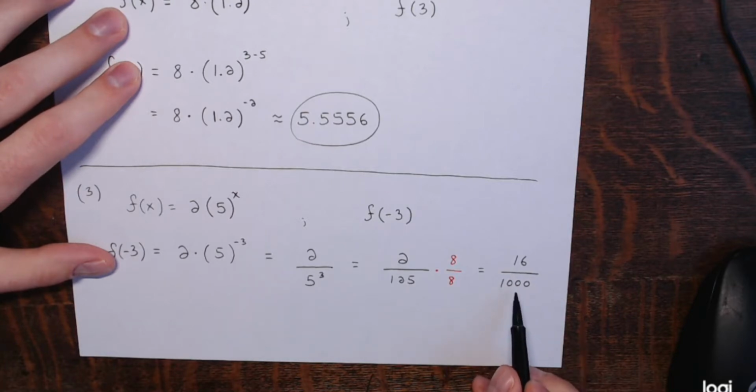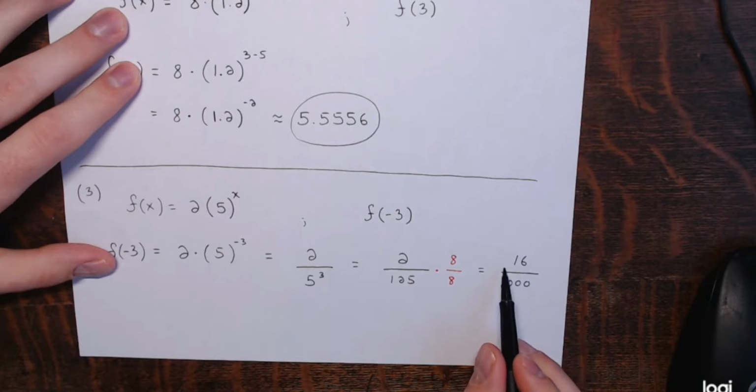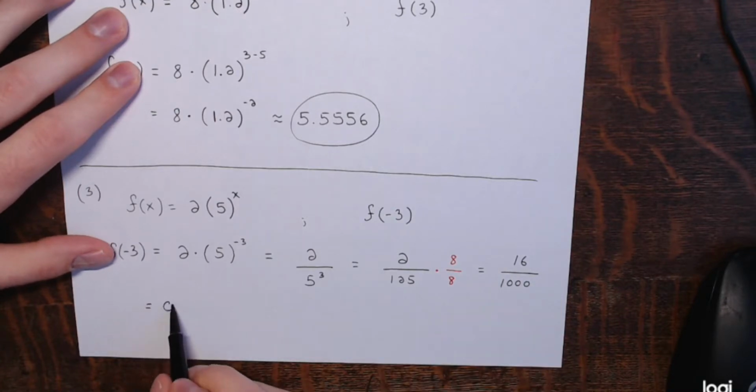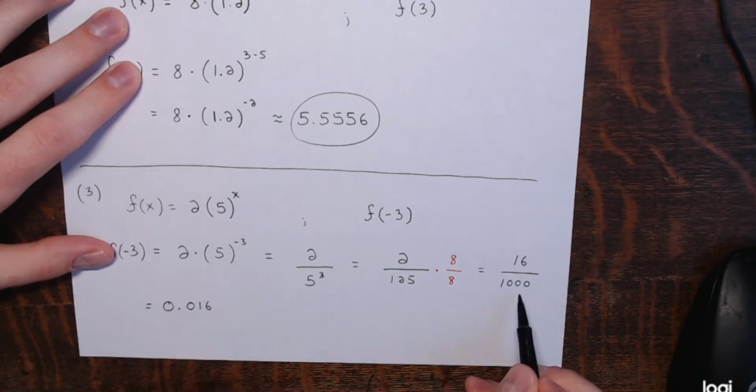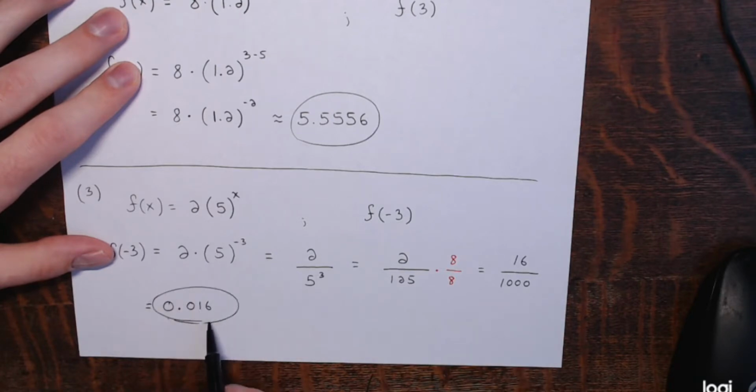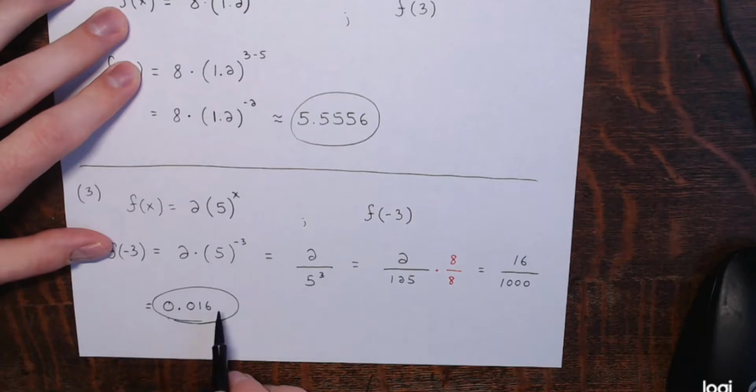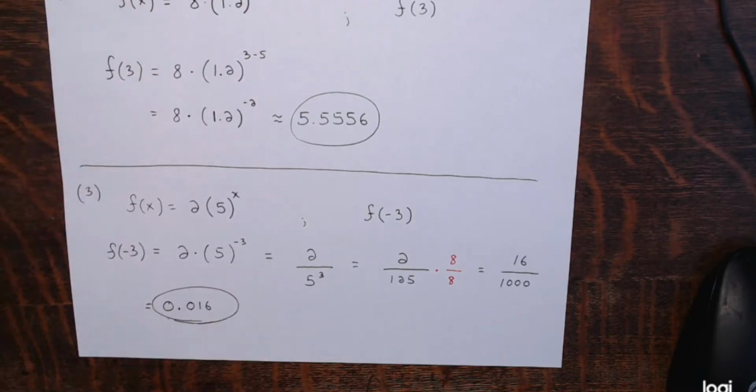Remember, when you divide by powers of 10, that moves the decimal point to the left. It will move to the left 3 places. So this is 0.016, or 16 thousandths, as a decimal. And that doesn't need to be rounded to 4 decimal places because it's just zeros after that. There we go. So input negative 3, output 0.016, 16 thousandths. Okay.